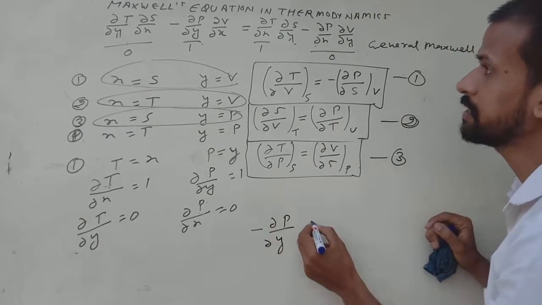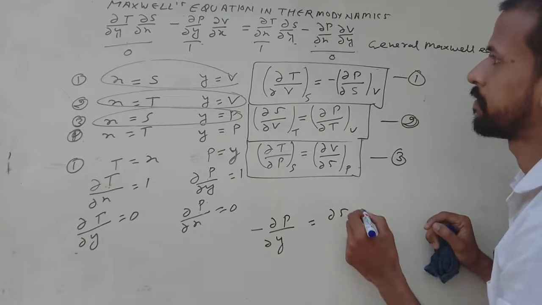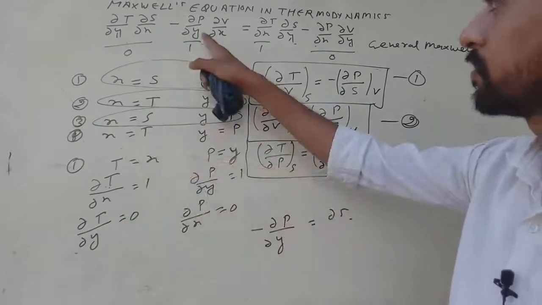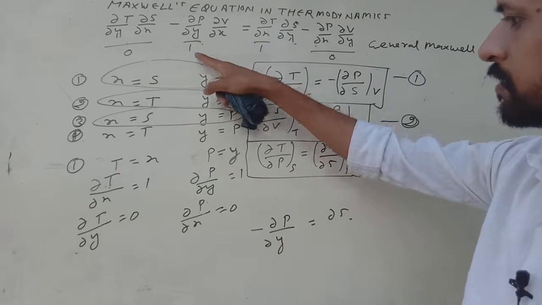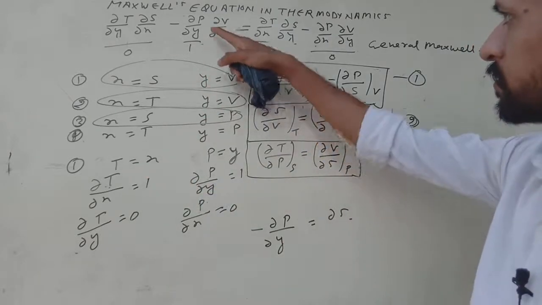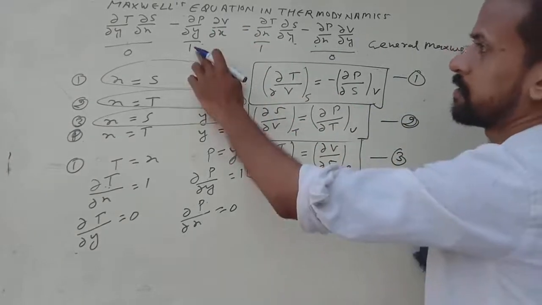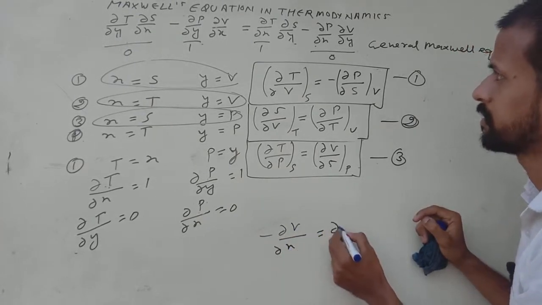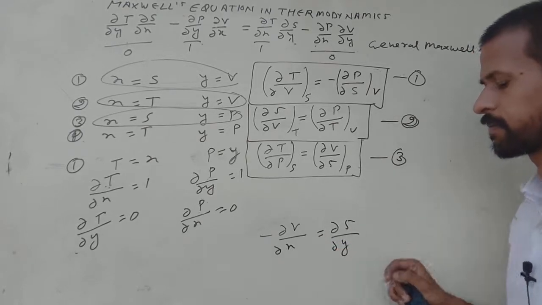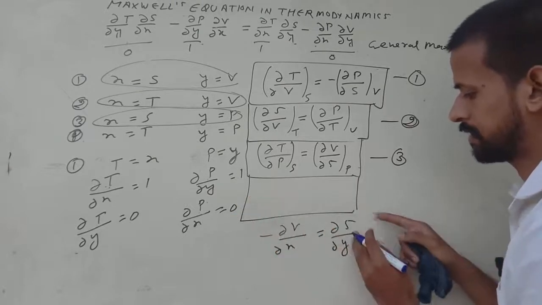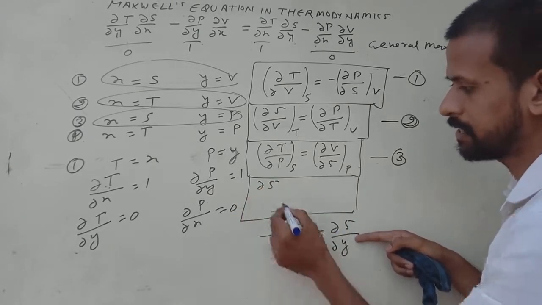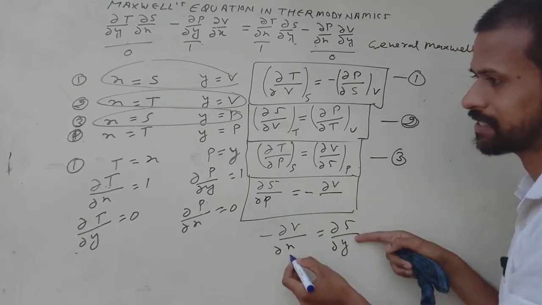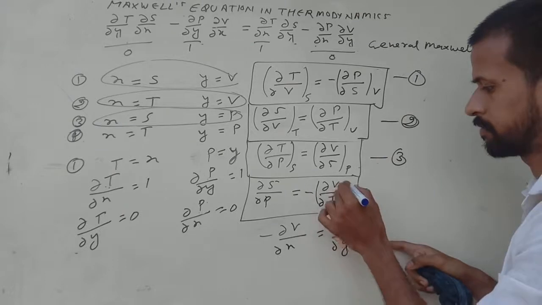del P by del Y is equal to del S by, is there a mistake somewhere here? Del T by del Y is 0, del P by del Y is 1, del T by del X is 1, this is 1. So here is the del V by del X basically. And this is 1, and this is minus del V by del X is equal to del S by del Y. Okay, and if we write this term, del S by del Y, Y means P, is equal to minus del V by del X for T. Okay, so this is the fourth Maxwell equation.